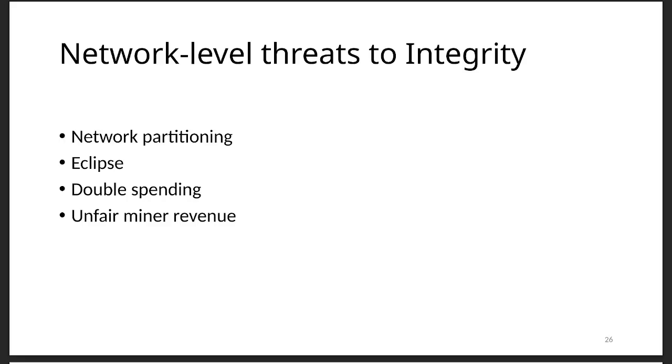An eclipse attack is similar to network partitioning, except it is targeted at a specific user's node to give them a false view of the blockchain. Network partitioning and eclipse attacks can both create the risk of double spending attacks against users. Lastly, miners can leverage imperfections in the network to speed up the spread of blocks they have mined and slow down the spread of blocks of their competitors.